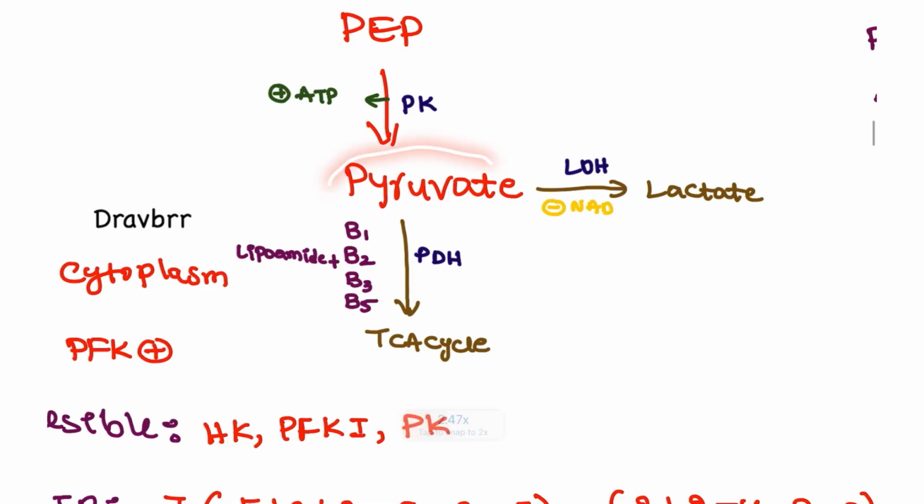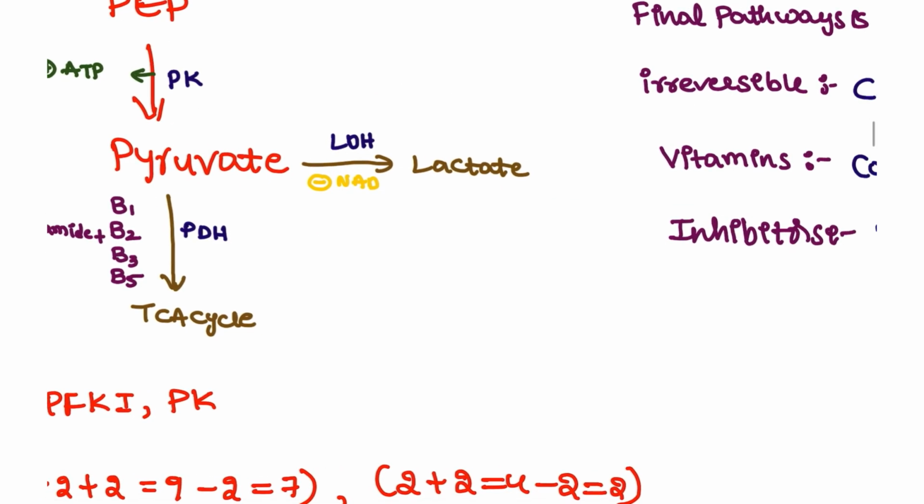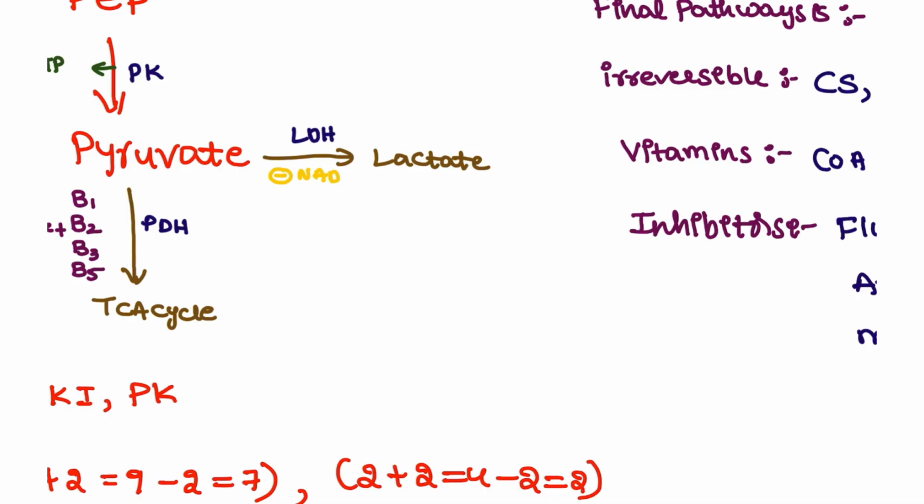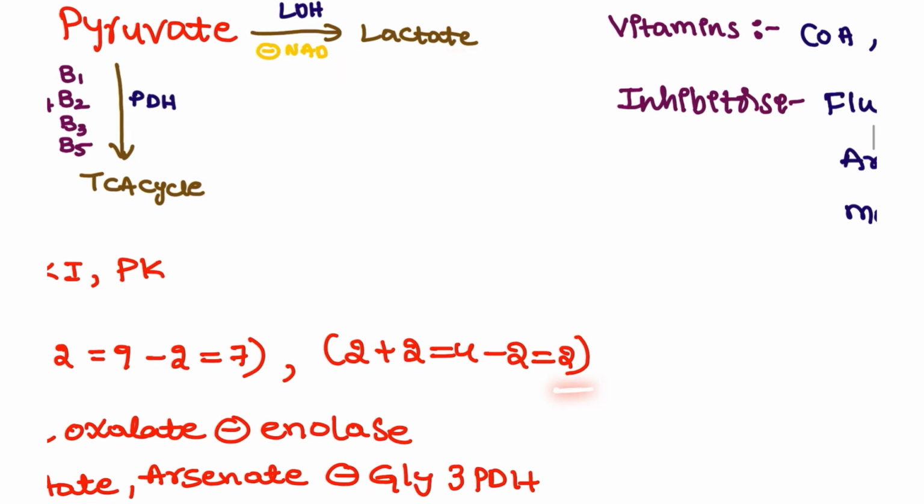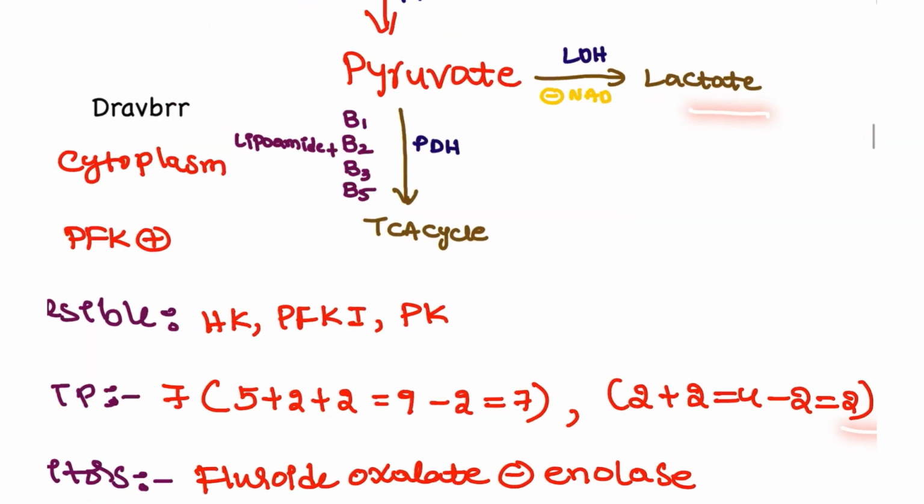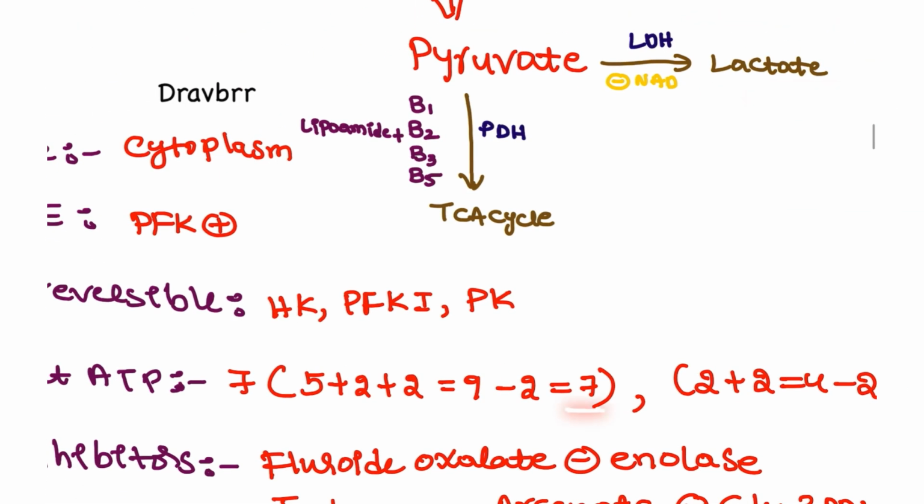Next, pyruvate can be converted to lactate. This is an anaerobic cycle. So in the anaerobic cycle, we are going to consume NAD. And what happens? You were supposed to produce 7, but during the anaerobic cycle, you are going to produce only 2 ATP. Okay, anaerobic lactate cycle 2 ATP, aerobic cycle pyruvate, then 7 ATP.